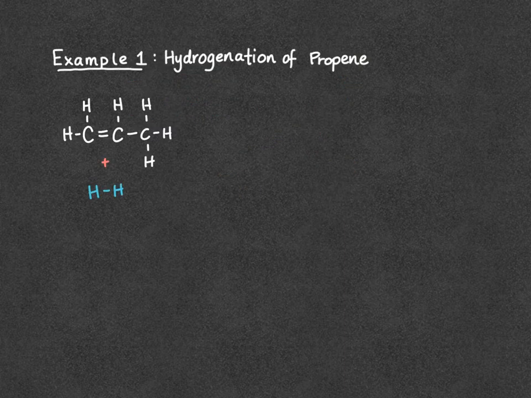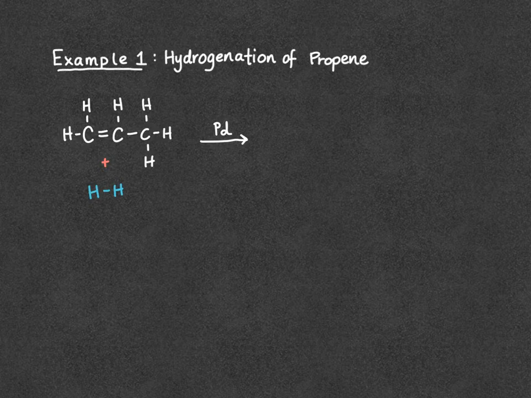The first example we're going to look at is the hydrogenation of propene. So I've drawn propene here, and I've added our hydrogen gas. I've written it as H-H just so it's a little bit more clear where everything is going. This is going to take place in the presence of a catalyst. So we write catalyst just over the reaction arrow.